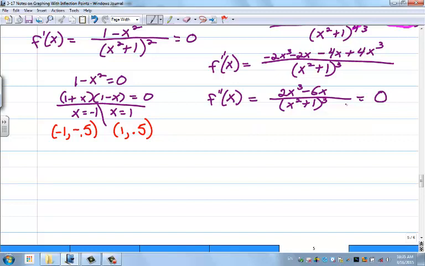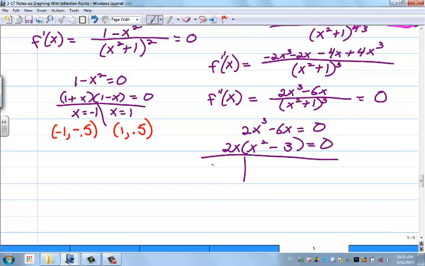So again, the bottom isn't going to matter when I set it equal to 0. Since that's positive always, I can multiply through by it. And I get 2x cubed minus 6x equals 0. I'll factor out a 2x, so I get 2x times x squared minus 3 equals 0. And then out of that, I'm going to get the following. x equals 0, x squared equals 3, so x equals negative radical 3, and x equals positive radical 3.